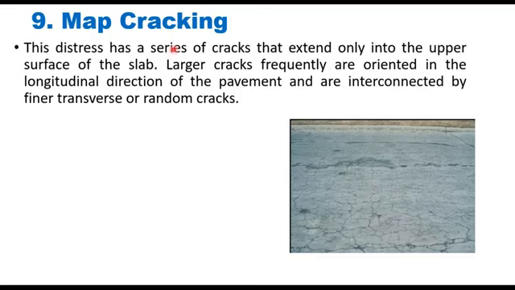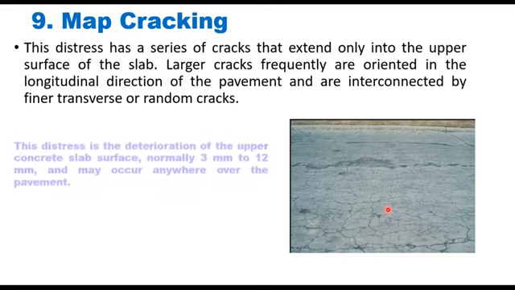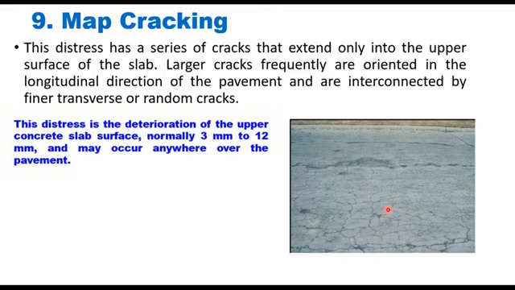Next is map cracking. Map cracking has a series of cracks that extend only into the upper surface of the slab. Larger cracks frequently are oriented in the longitudinal direction of the pavement, and they are interconnected by finer transverse or random cracks. This distress is the deterioration of the upper concrete slab surface, normally 3 mm to 12 mm, and it can occur anywhere over the pavement.